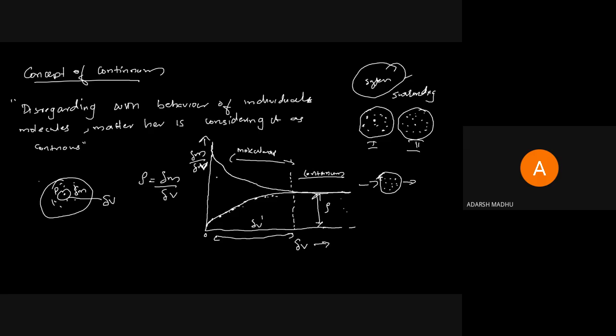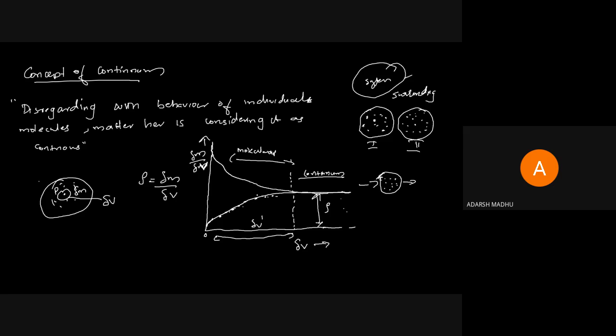We are treating the total matter as a continuous factor. For this concept of continuum, we can describe this factor as a straight line, a particular density value. So that is the concept of continuum, which means that disregarding the behavior of individual molecules, the total matter here is considered as a continuous system. You will get a particular or common density.